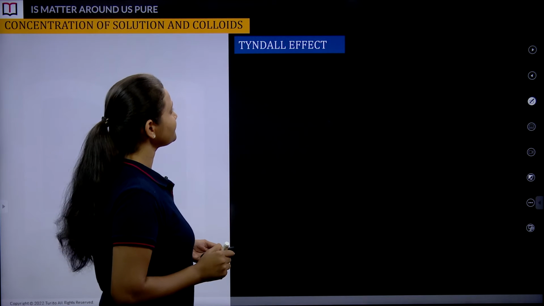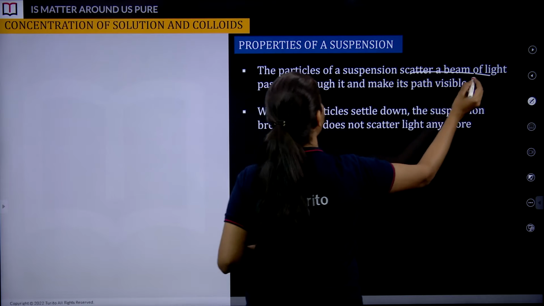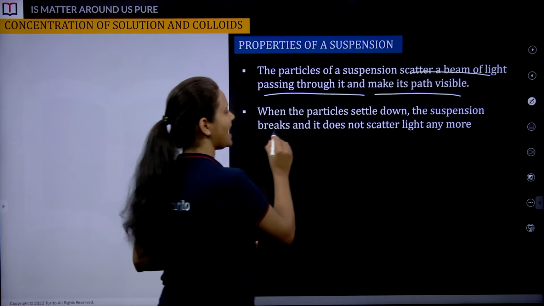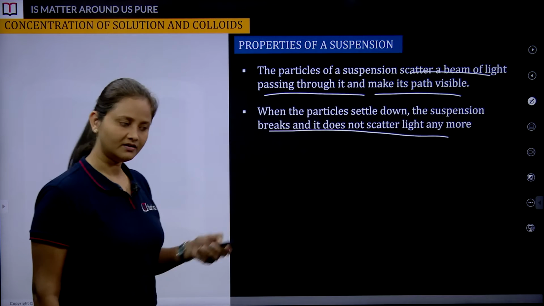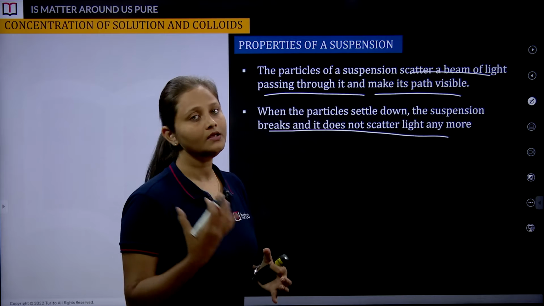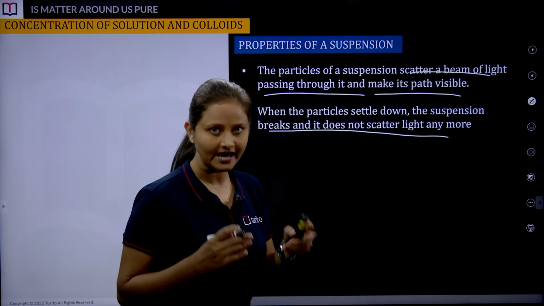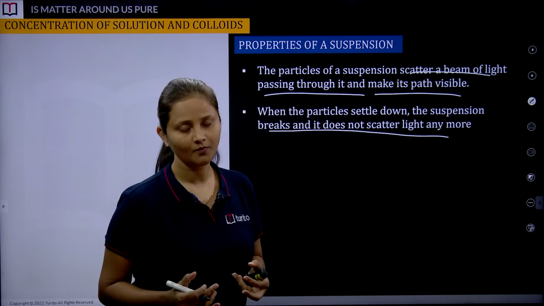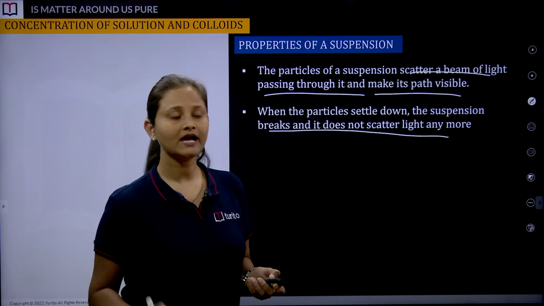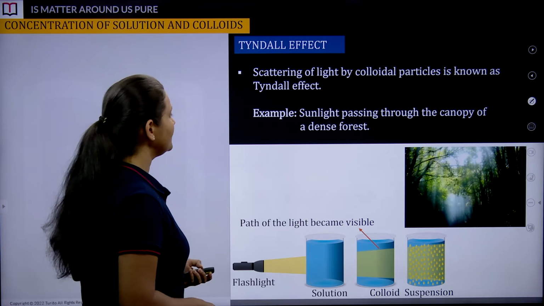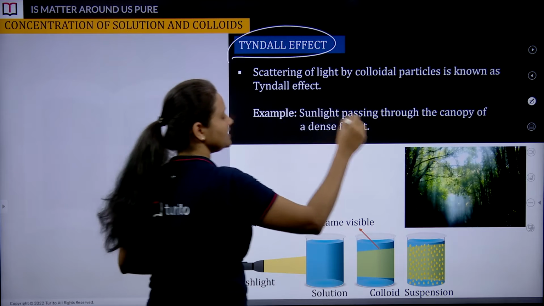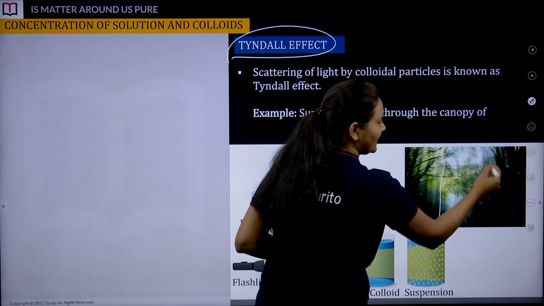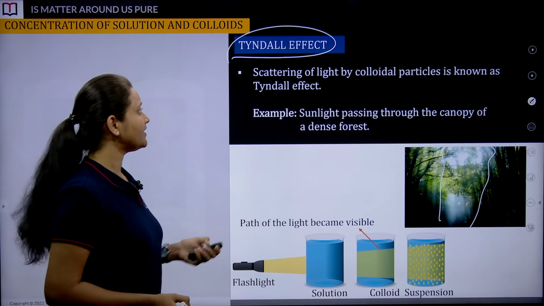Again, the particles of suspension scatter a beam of light passing through it and make its path visible. When the particles settle down, the suspension breaks and it does not scatter light anymore. The suspended particles can show the beam of light because scattering of light is happening in case of suspension. But if the same particles settle down at the bottom of the container, they are not going to scatter the beam of light. So here we talked about the Tyndall effect, students. These are the air particles, they reflect the light energy, and that's why the path of that light is quite visible, correct? So that is the Tyndall effect.